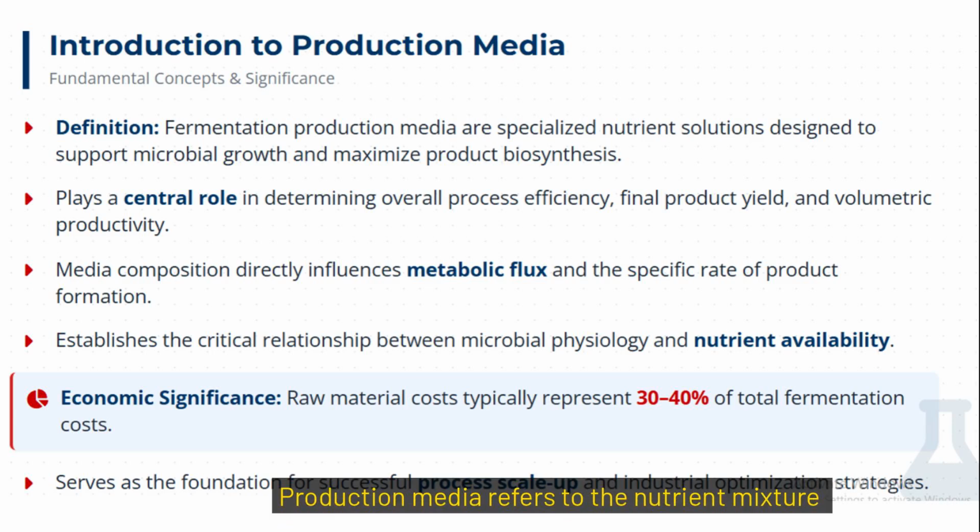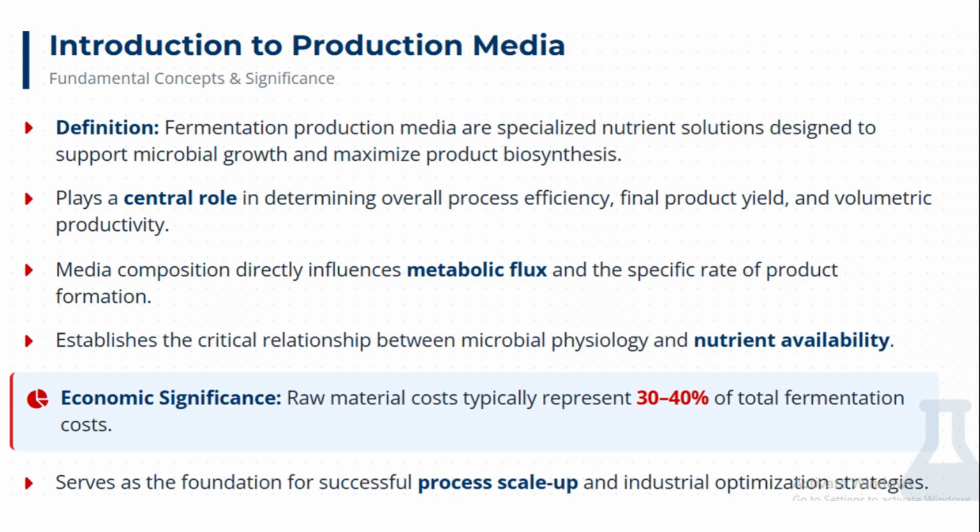Production media refers to the nutrient mixture used to cultivate microorganisms, cells, or biological systems for the formation of desired industrial products such as antibiotics, enzymes, organic acids, solvents, amino acids, vitamins, biomass, and recombinant proteins. In laboratory microbiology, media is often designed for growth or isolation, but in industrial microbiology, media is designed for productivity. That means the goal is not only to grow the organism but to maximize the target product.